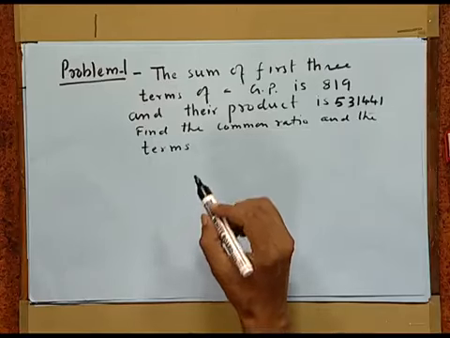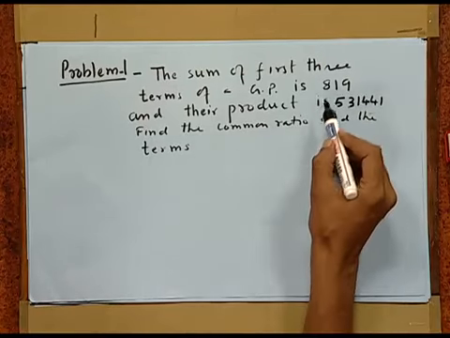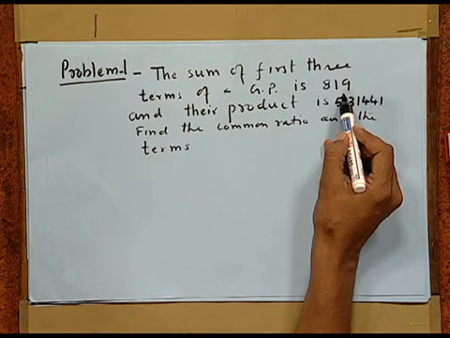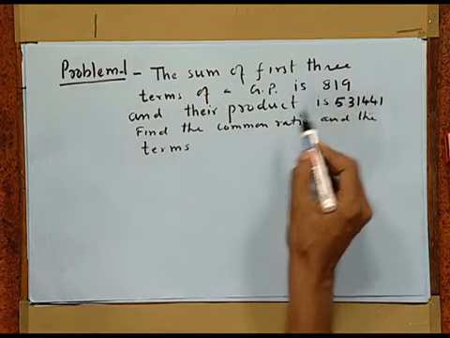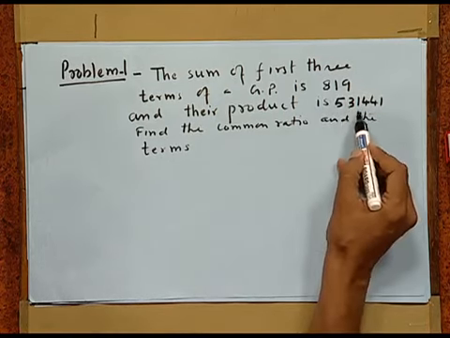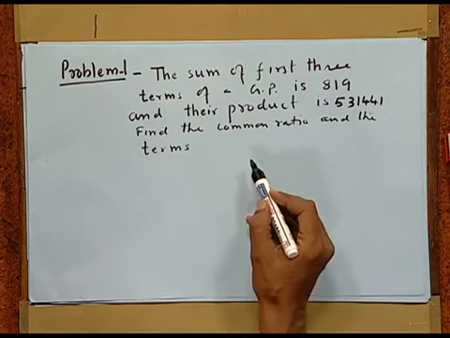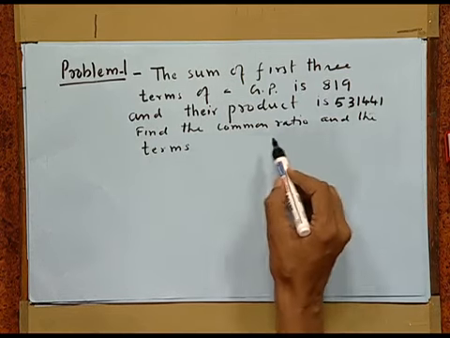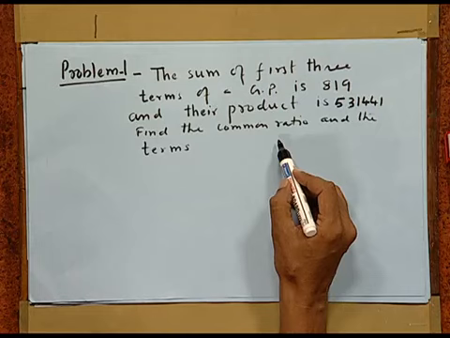Now, with these two formulae, we can start solving any type of problems. Let us take a problem. Here the sum is given to be 819 for 3 terms. Also the product is given to be 531441. We are required to find the common ratio as well as the 3 terms.